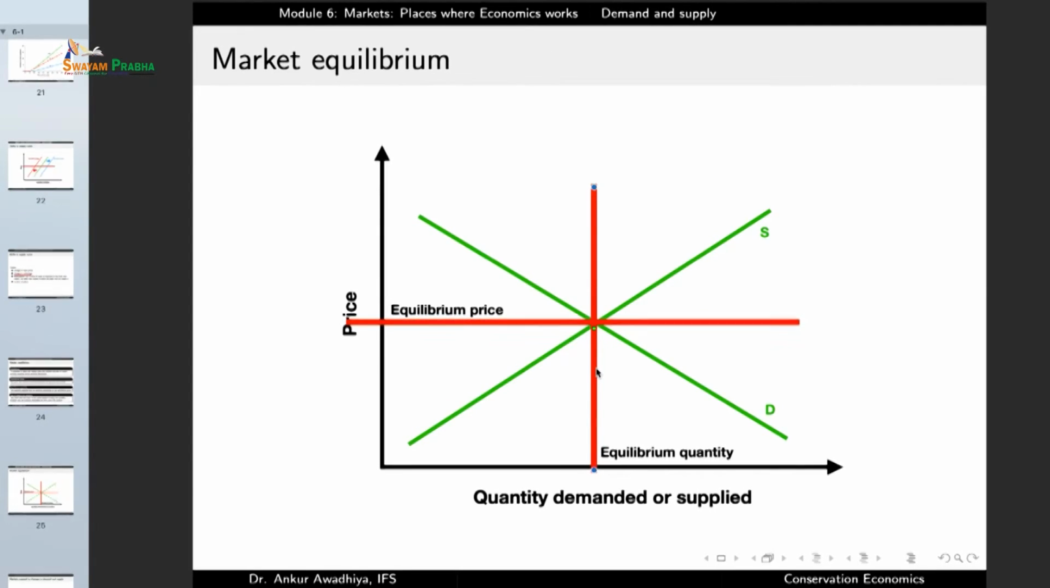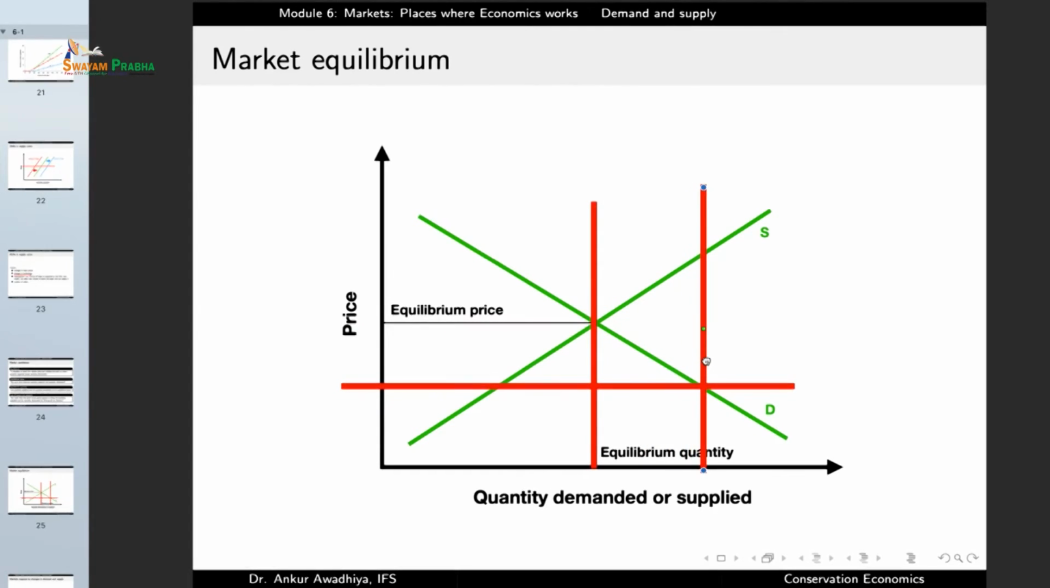If the price goes down even further, so if the price is less, the quantity that is demanded will increase and the quantity that is supplied will decrease. So here again we will see that there is a disequilibrium. There is a difference between the quantity that is demanded, which is the point where this price line intersects with the demand curve, this point, and the quantity that is supplied, the point where this price line intersects with the supply curve. So there is a difference between the quantity demanded and the quantity supplied.